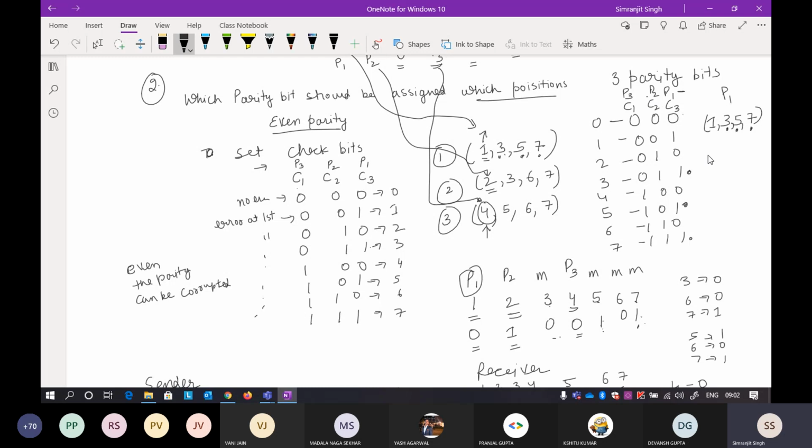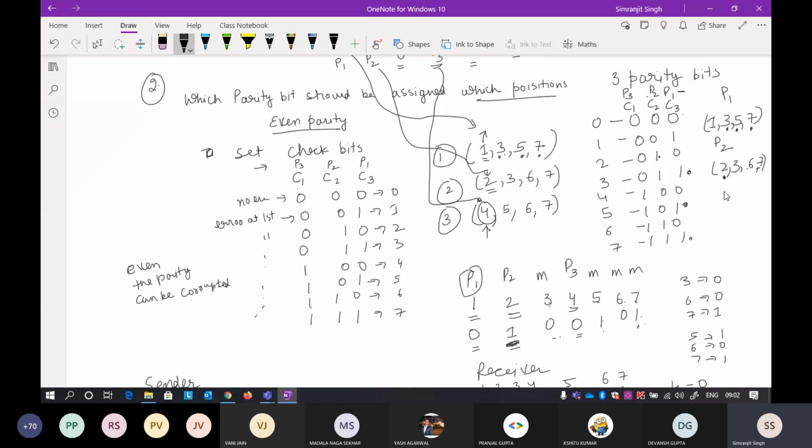In a similar way you check for P2. At P2 where is 1? 1 is at the second position, another at the third position, another at the sixth position, another at the seventh position. So parity bit 2 is set on the basis of the third, sixth and seventh positions. Now check: third position is 0, sixth position is 0, seventh position is 1. So you have an odd parity. At position 2 you have to add a 1 here. Okay, so I've added a 1.